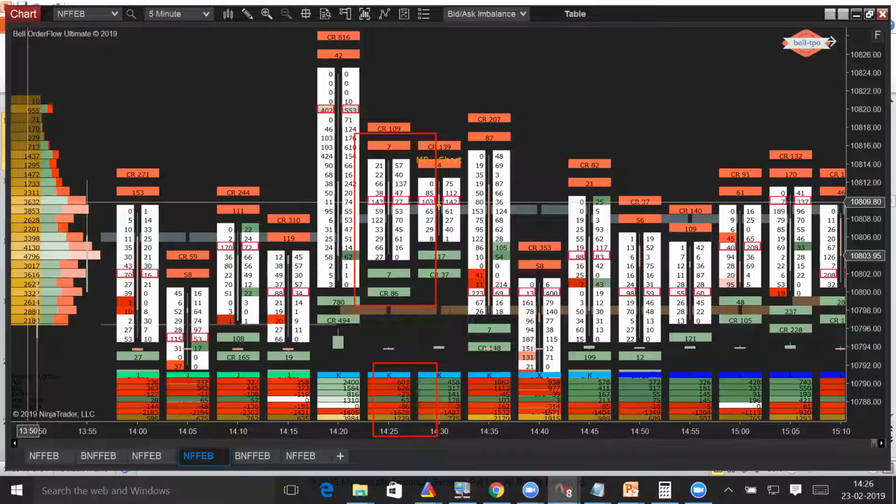For example, you can see this level: 3,632 lots got traded, including both buying and selling activity. So it means the 11 and the 74 again, this 143, this 77, this 103, this 142. Everything added together, we get this number over here.